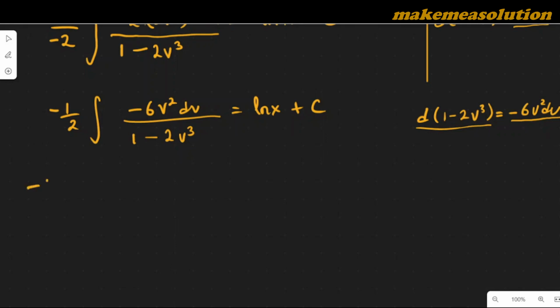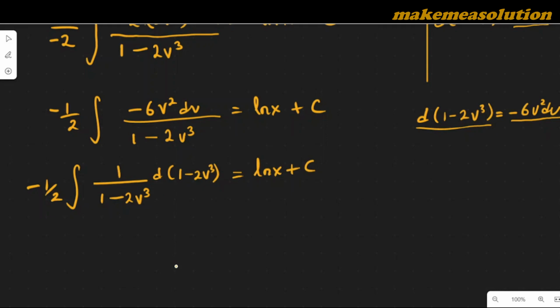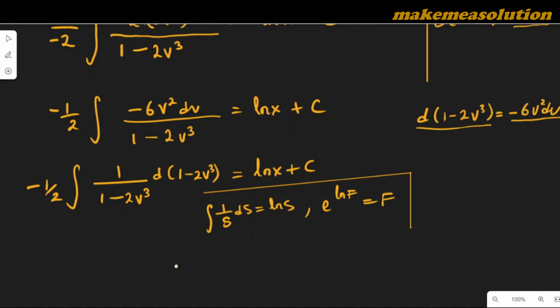So replacing that, I'll get minus 1 over 2 integral of 1 over 1 minus 2v cubed, then minus 6v squared dv becomes d of 1 minus 2v cubed, and this is equal to ln x plus c. So if you integrate the integral of 1 over something, you get ln of that something, and as usual exponential of ln f is equal to f. So these are some of the foundational logics that we'll be using to solve our problems.